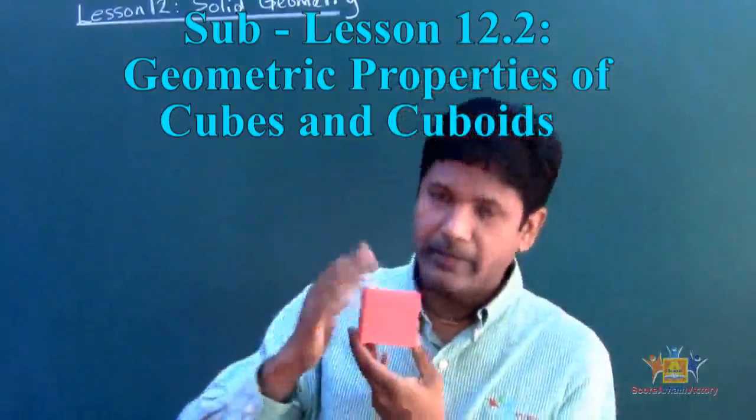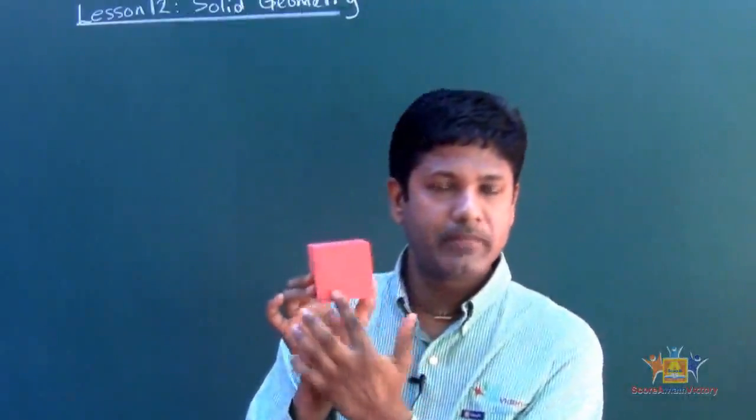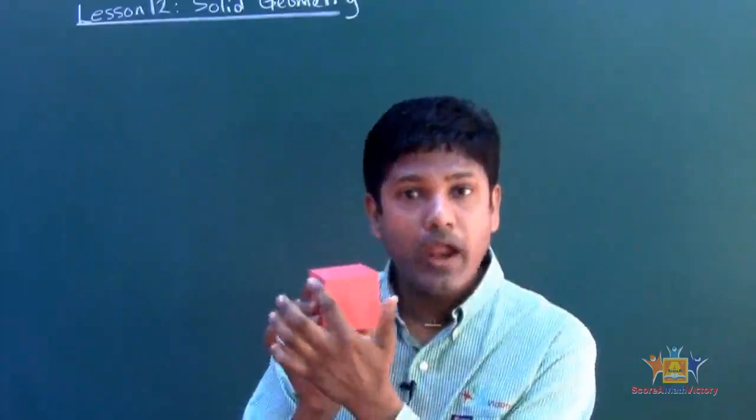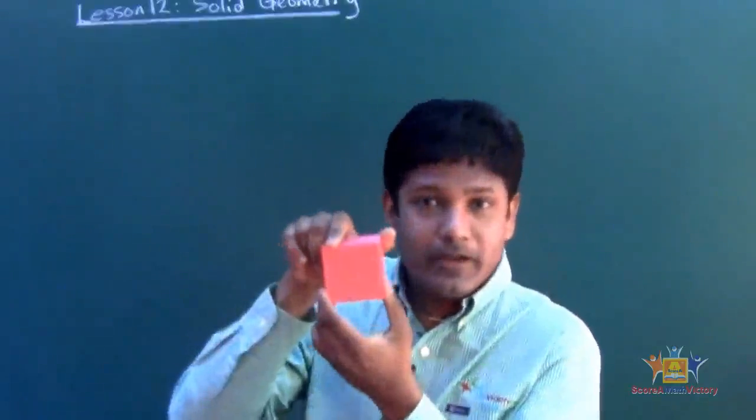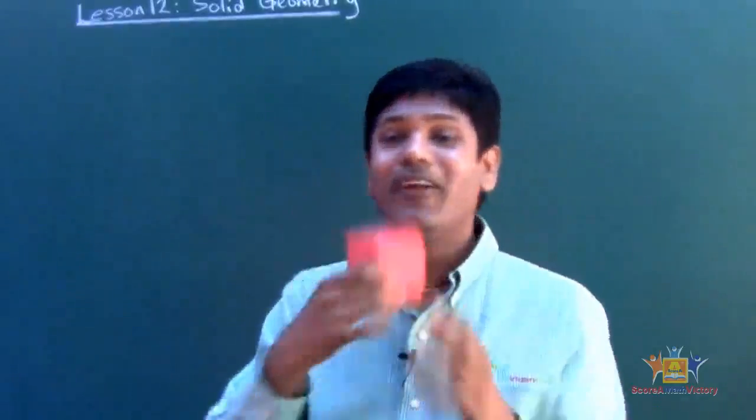Now cube, look at that. If I put it perfectly on the surface like this, what kind of shape does it have? A square. How about here? Square. How about here? Square. How about here? Square. See that? All around is square.